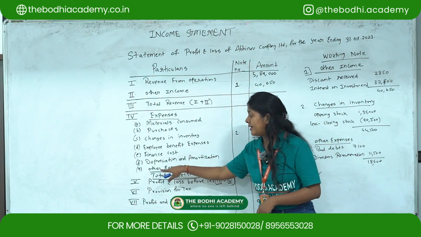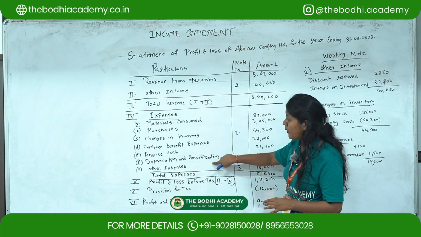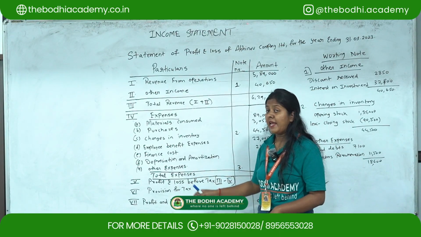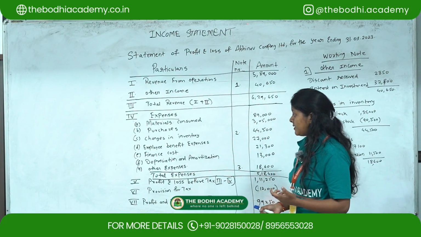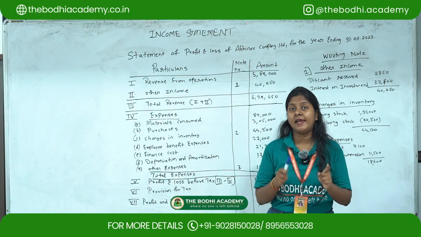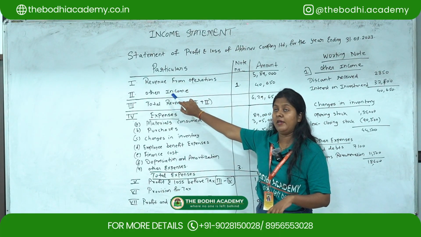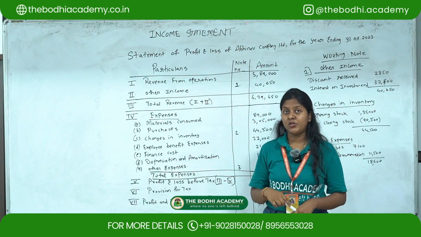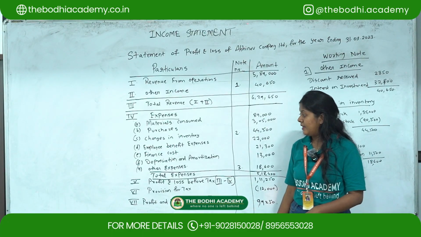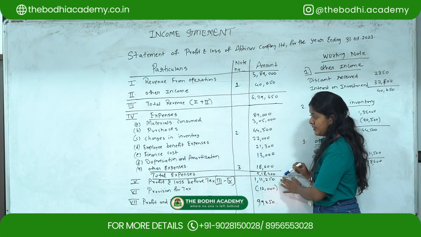Then the G part is all your other expenses. All the expenses not covered from A to F you categorize under other expenses, like bad debts. Bad debts is the amount which has not been paid. But if the question gives bad debts recovered, it means they are getting the amount, so that will be your other income. If the question gives bad debts, it will come under other expenses. Then you add up all the total expenses.